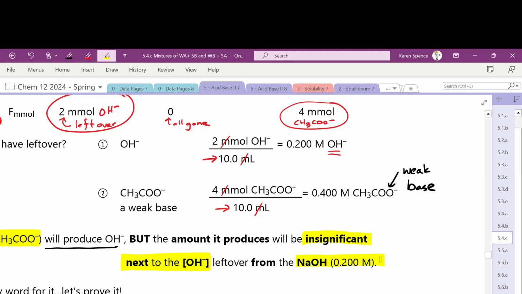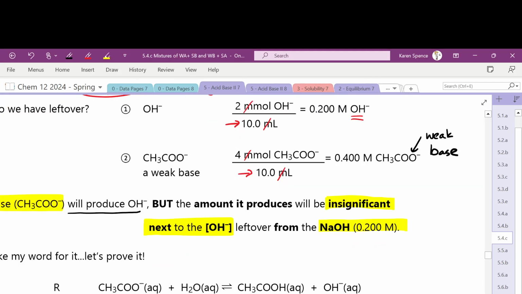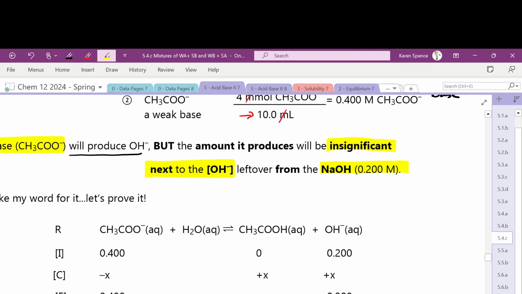And if you're like, I don't know, could you prove it to me? I could say, yes, I could prove it to you. We could do a race table. We could say, I got 0.4 molar of my weak base, and I got 0, and I got 0. Oh, I don't have 0 of the hydroxide. I have 0.2 molar hydroxide, right? Yeah, okay.